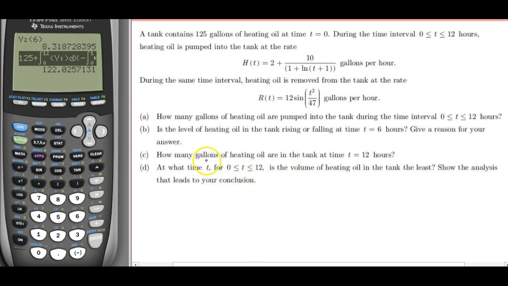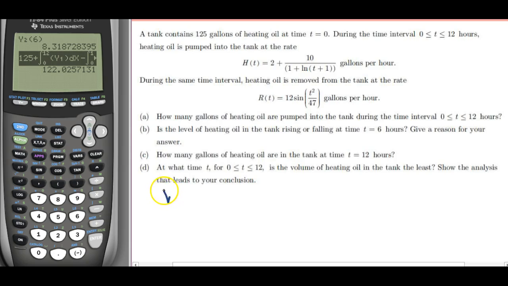So I'm figuring out what time the volume, or really the quantity of heating oil in the tank, is the least possible amount. So I'm trying to minimize the volume of the heating oil. Now, right now, what I have in terms of functions is the rate of change of oil entering and the rate of change of oil leaving. So I don't have a function right now that represents the total amount of oil in the tank at any particular time. But I'm pretty much going to have to write one.